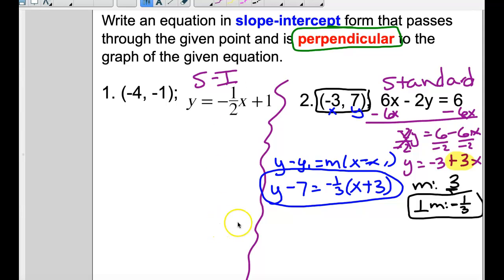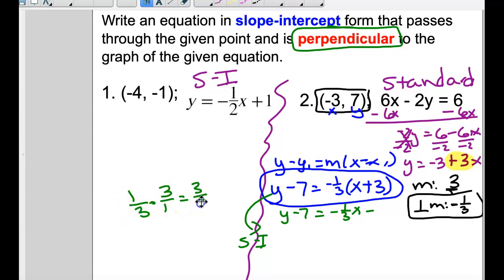And then I can turn my point-slope into slope-intercept, dropping my left side, distributing on my right side, the easy distributing first. Negative times a positive is a negative. 1/3 times 3, which would be 3 over 1, so 3 over 3, which is 1. Add my 7 over negative 1/3 x. Negative 1 plus 7 is a positive 6. I'm just going to rewrite that slope so it looks a little bit better. So negative 1/3 slope, right? So then I have my equation in slope-intercept form.